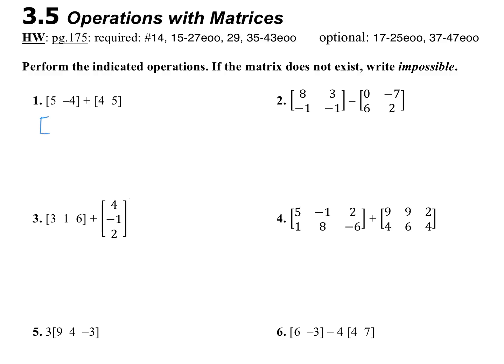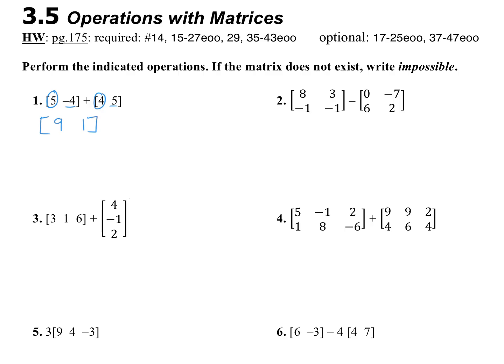So for this first one, 5 and 4 are in the same location of their matrices. So I get 9, and then -4, and this -4 and that 5 are in the same spot. Add those together, we get 1.